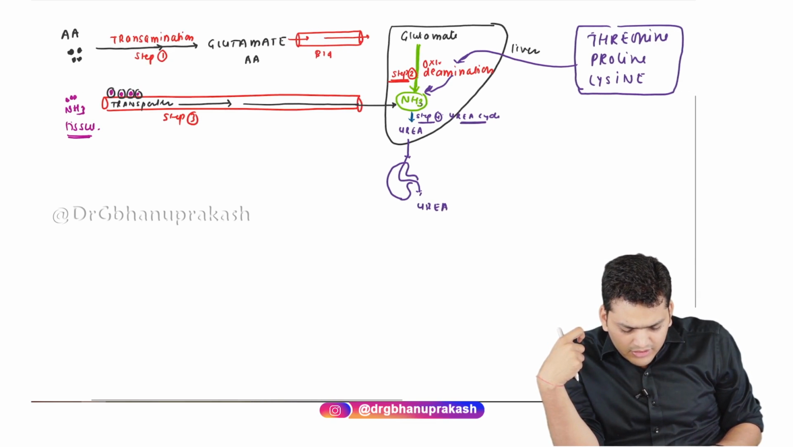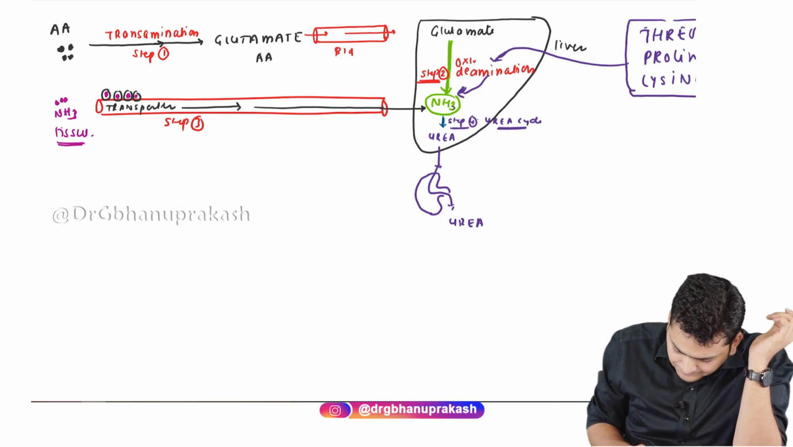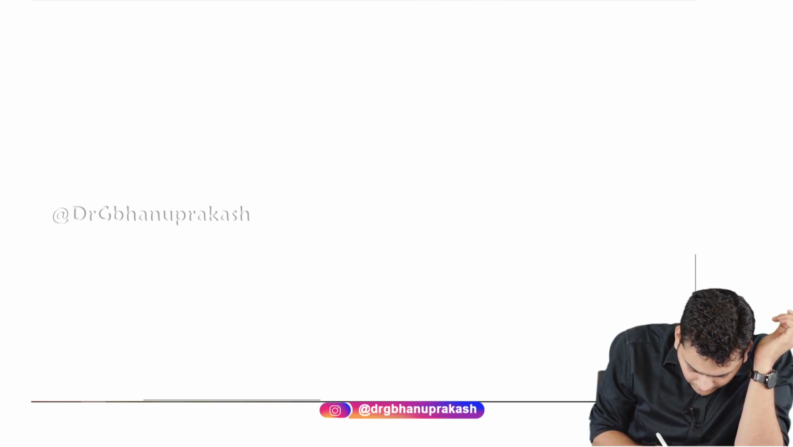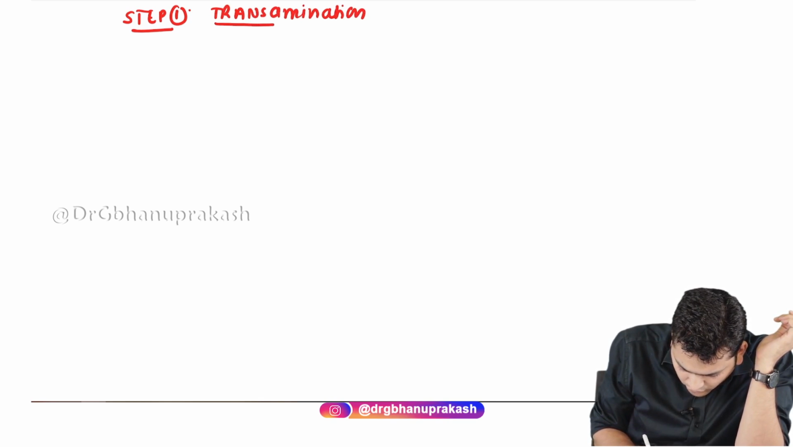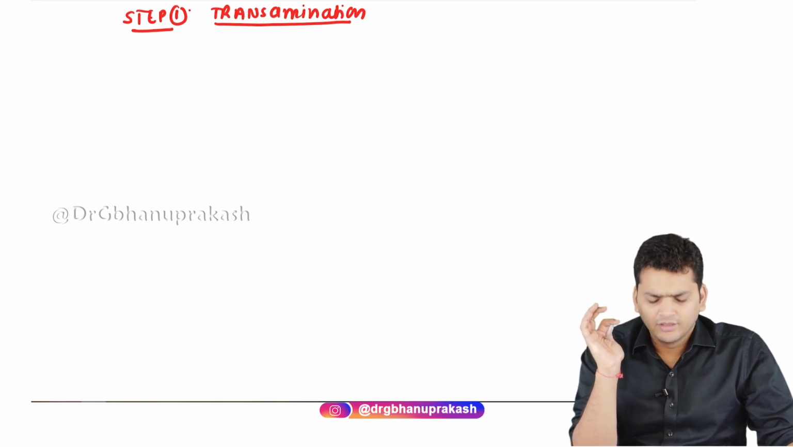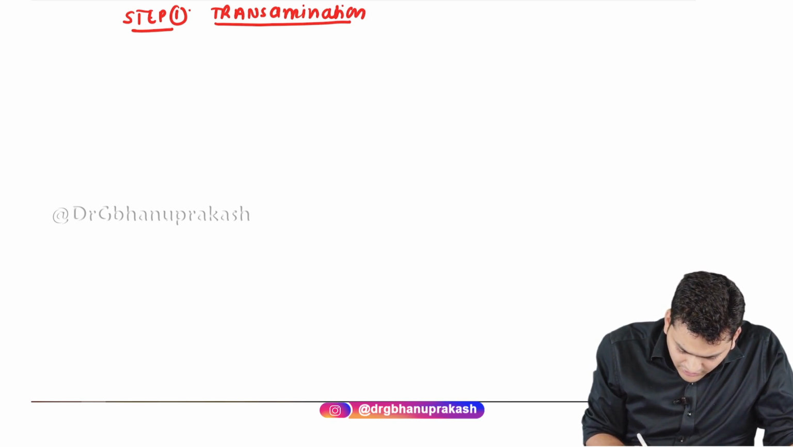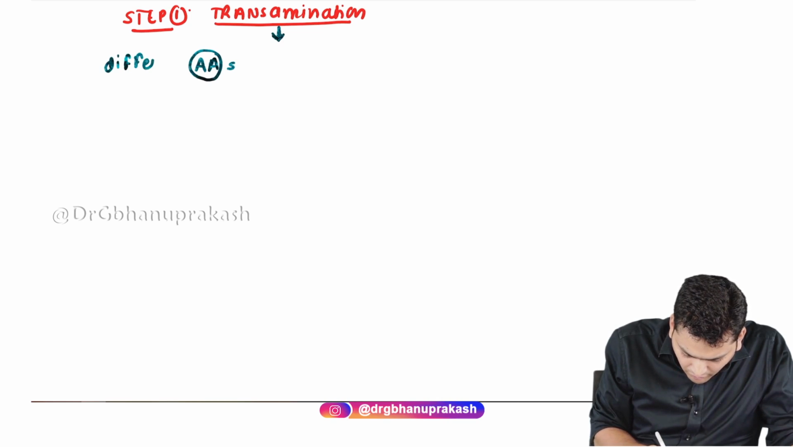So now we are going to discuss the details of these four steps. Starting with step number 1. The step 1 is the transamination. If you have understood the flow chart, then it is going to be very easy to understand these 4 steps. Whenever we discuss any reaction, the goal or the agenda of the reaction should be very clear. What is transamination? We will have the different amino acids, and ultimately what we are trying to do is convert these amino acids into glutamate.